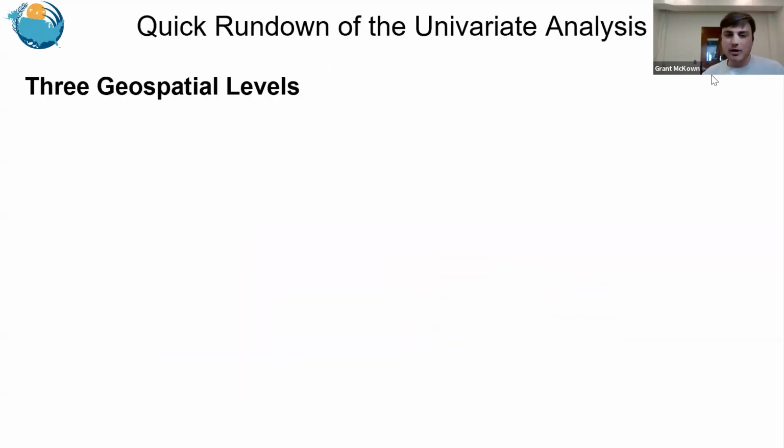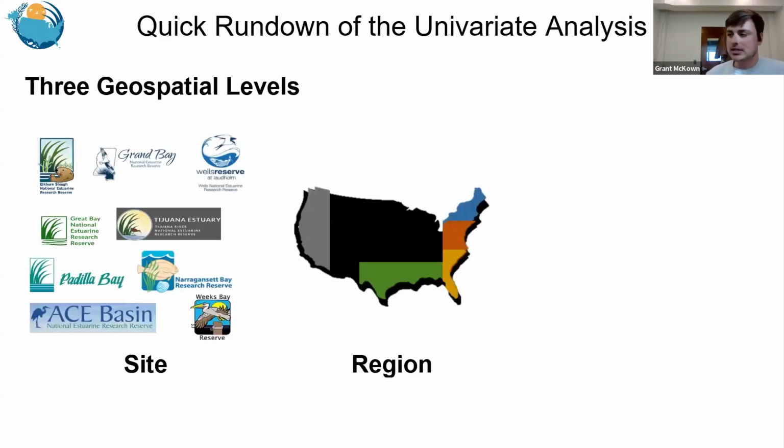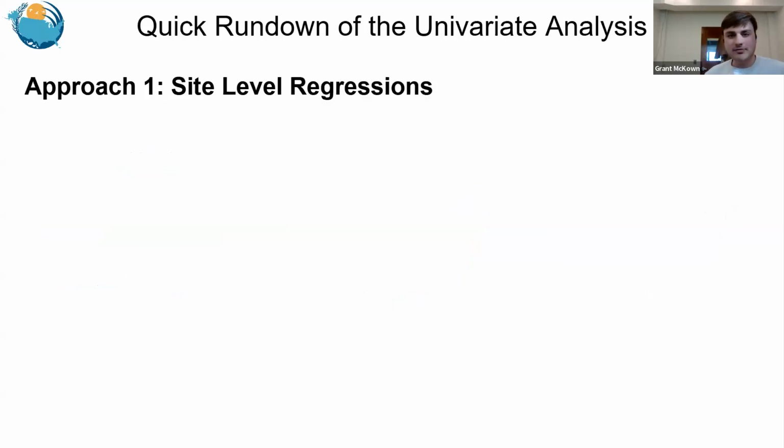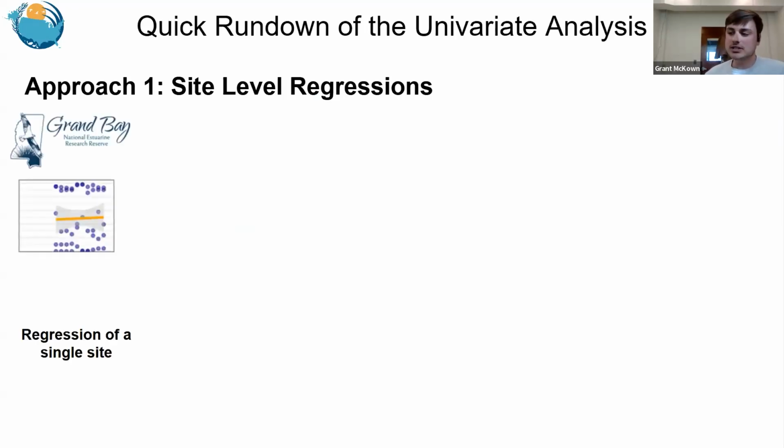And so just a quick background of that univariate analysis, we approached it at 3 different geospatial levels: at the site level, at the region level, and at the national level. We used 3 different approaches to try and understand which vegetation metrics are changing. The first approach was using site level regressions, which is what Chris kind of showed earlier. So we would run a linear regression for different vegetation metrics.